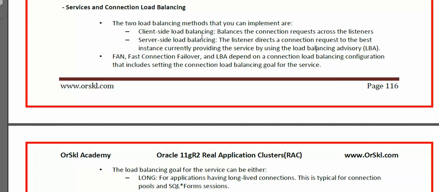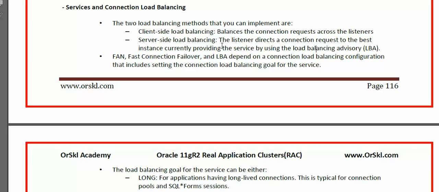One is client side load balancing, that means it balances the connection requests across the listeners. And server side load balancing is where the listener directs the connection request to the best listener instance, which has very less load based on the load balancing advisor, as I told you in the beginning.